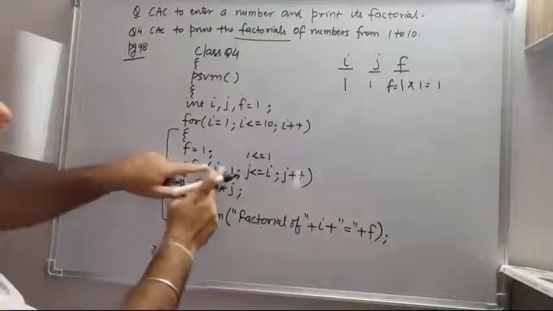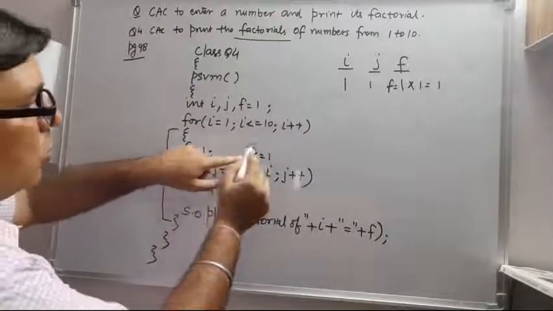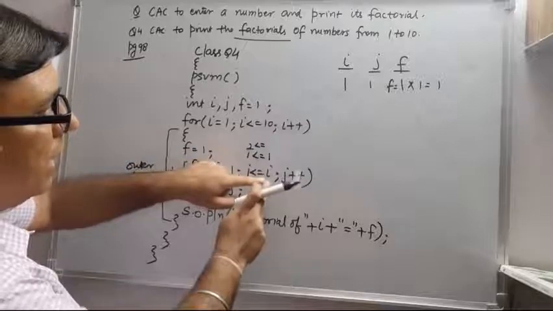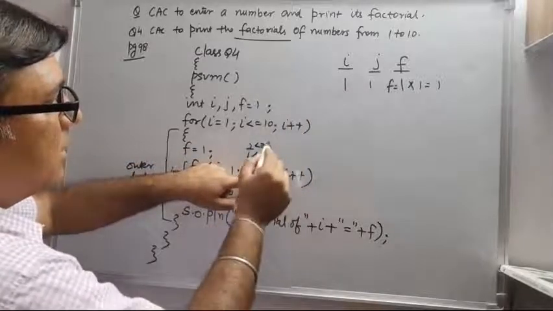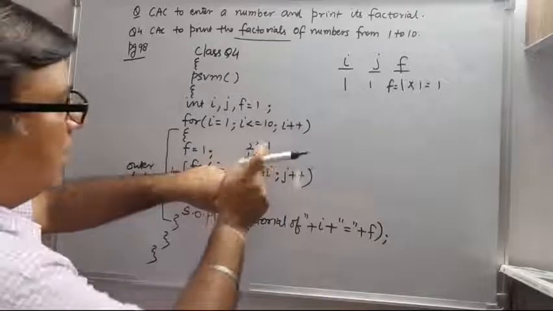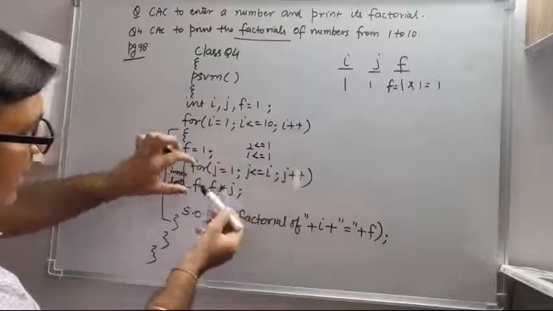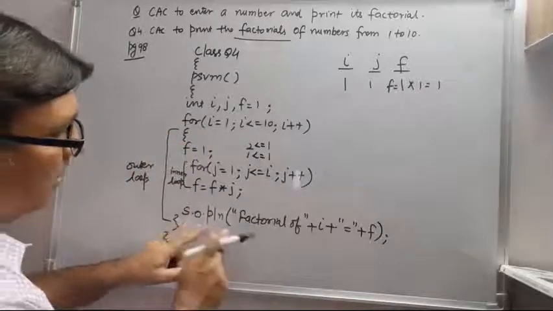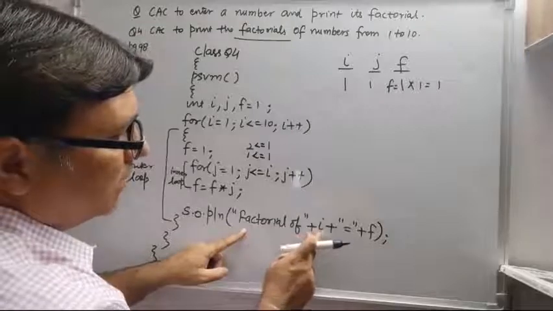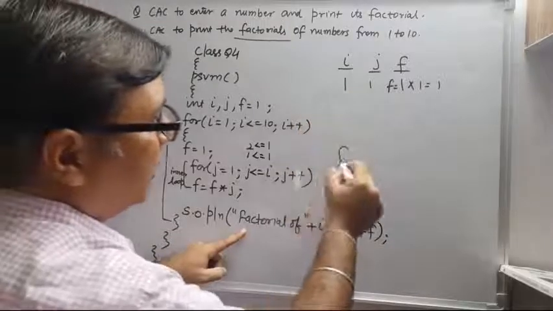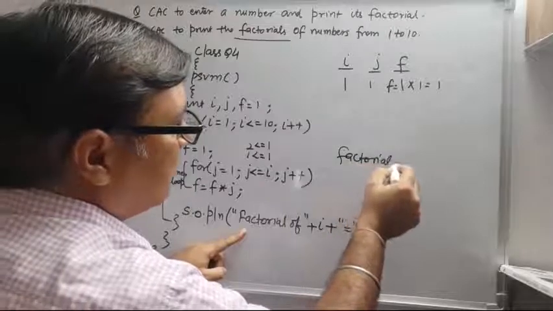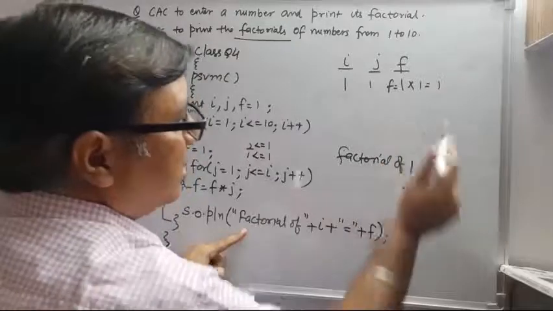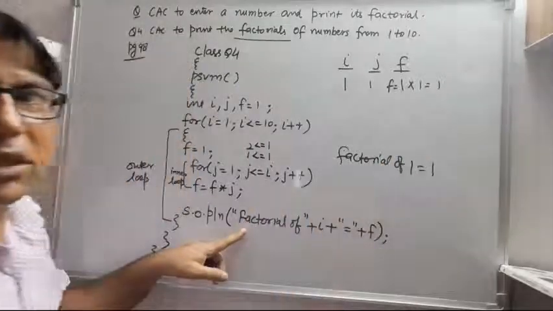Next time it will go again, the value of j will become 2, that is j++, and 2 is less than or equal to i. What is i? That is 1. This condition is false. Therefore this loop will terminate, and after terminating this loop, it will come to this line and print factorial of i. What is i? That is 1. So it will print factorial of 1 = f. What is f? That is 1. This will be printed on the screen.